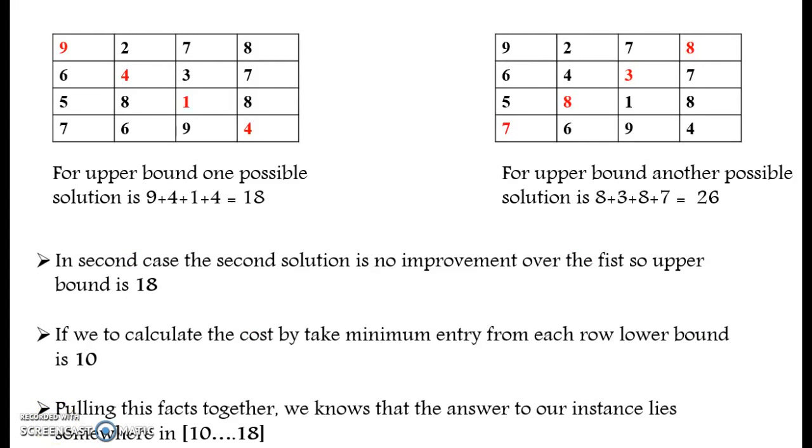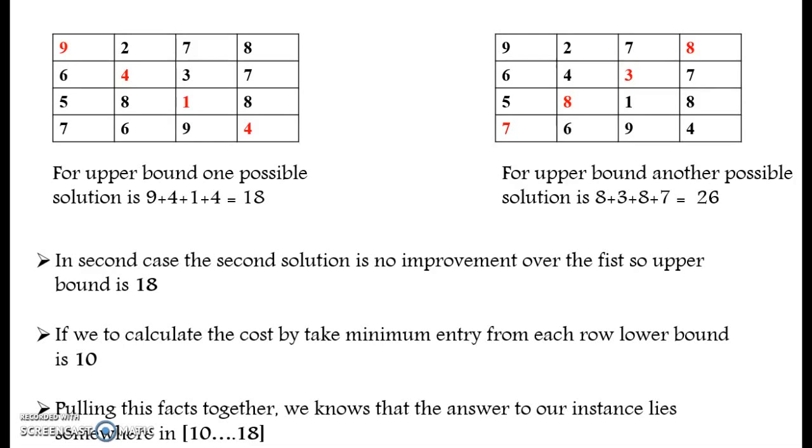To find the upper bound, there are two ways. If we assign job 1 to person A, cost is 9. If we assign job number 2 to person B, cost is 4. Job number 3 to person C, cost is 1. Job number 4 to person D, cost is 4. The total upper bound is 9 plus 4 plus 1 plus 4 is equal to 18.